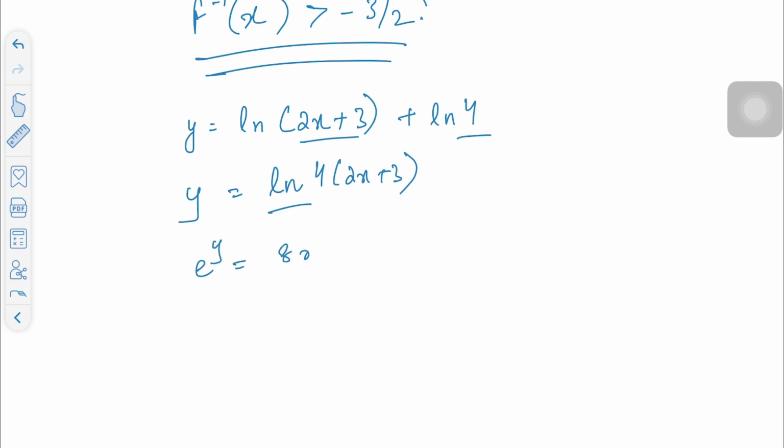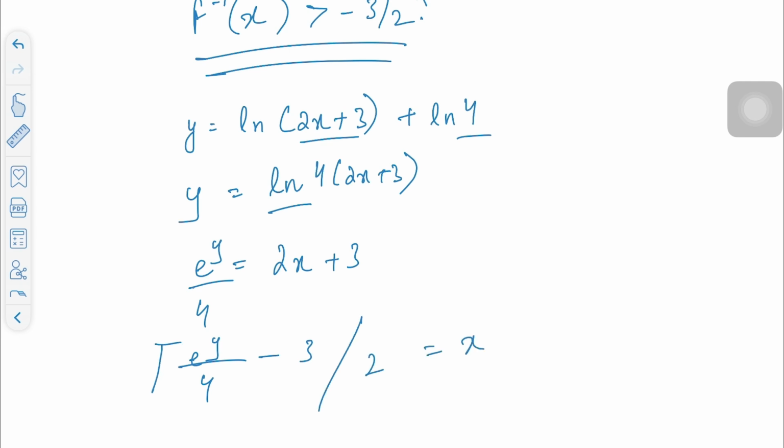This ln would be removed and this y would go in the power of e. This would be 8x, or let's just keep it like this, and then divided by 4. So this would be 2x plus 3, and then this e power y over 4 would be subtracted by 3, and this whole would be divided by 2.